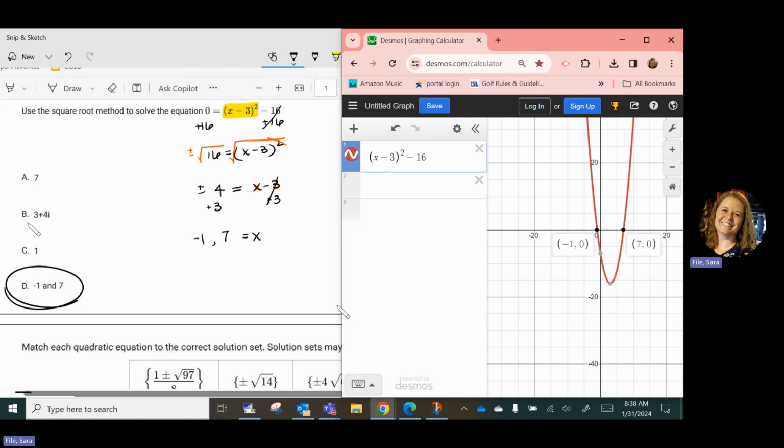Now, what about answer choice B? What type of number is this? What is that after the 4?